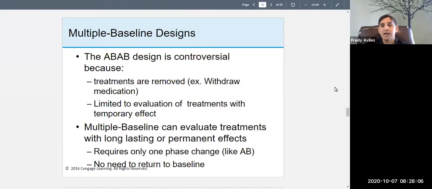Now there's a way around that problem. And of course, the way around that problem is to use multiple baseline designs. And I'm gonna explain what that means. With multiple baseline designs, you can evaluate treatments with long-lasting or permanent effects, okay? It requires only one phase change, like A, B, right? So you observe under baseline, then you give treatment, right? And then you don't take away the treatment. There's no need to return to baseline. And I'll explain how that works.